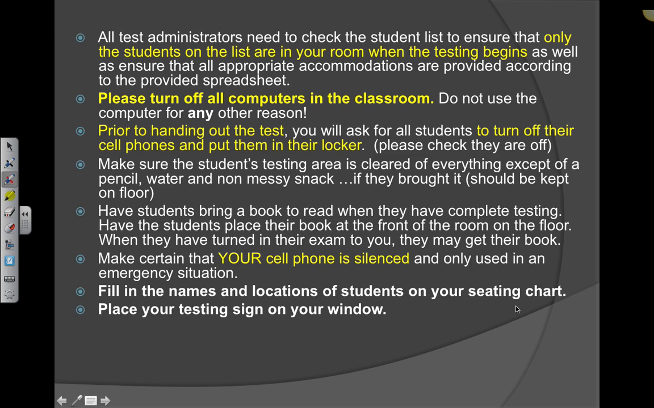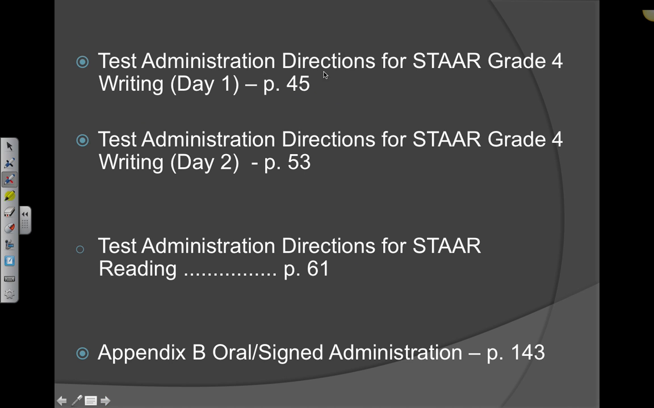Something that is new this year, please make sure that the testing subject and grade level is written at the top of your seating chart. And then don't forget to put that testing sign in your window. The directions for writing day 1 begin on page 45 in your test administrator manual. For writing day 2 is page 53. For 5th grade reading, page 61. And for those of you giving oral administration, page 143.